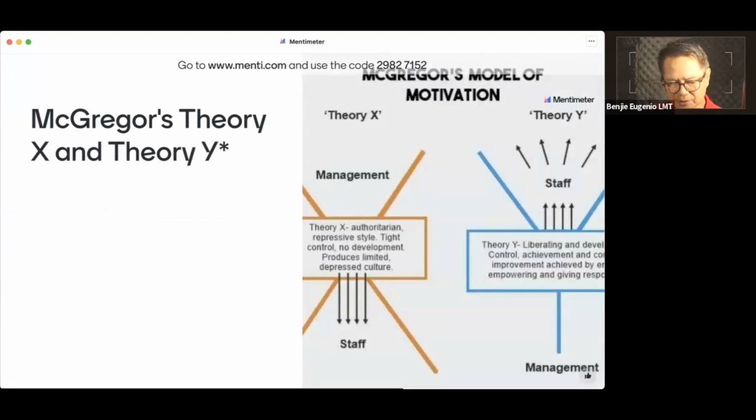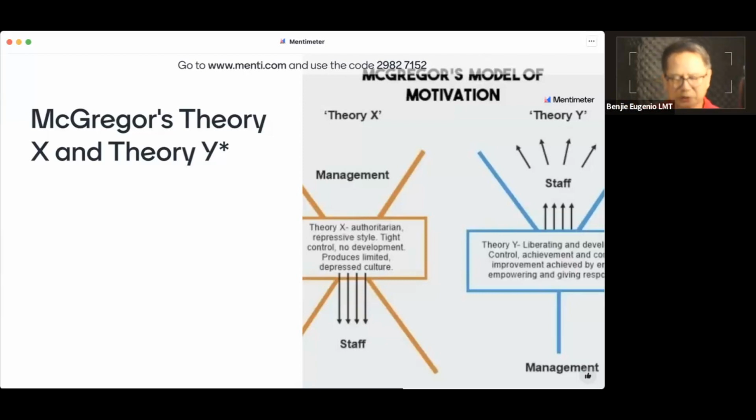Okay. Ang ikatulong theory nga paglalantawon naton is the Douglas McGregor's theory of motivation. Okay, ang iya diri is the theory X and the theory Y. Okay, I think almost all of us naman diri sa atong program are already familiar also with this concept.